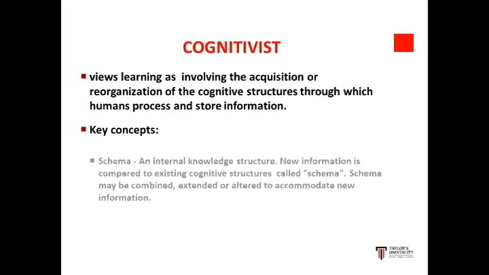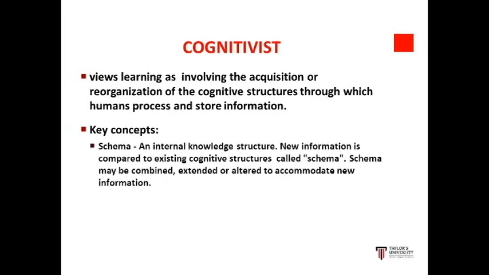Now, as you will see, there are several key concepts that you need to understand in cognitivism. This metalanguage such as schema, schemata. Now, what is schema? Schema is an internal knowledge structure. New information is compared to existing cognitive structures, and they are called schema. Schema may be combined, extended or altered to accommodate new information. So, schema is our internal knowledge structure.